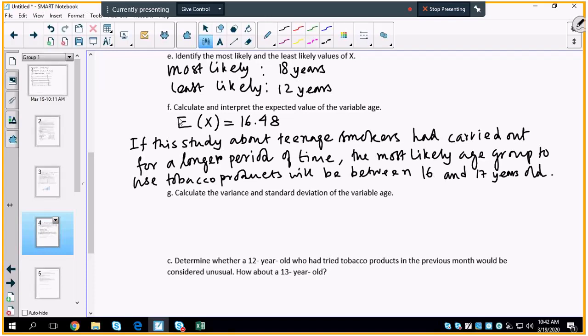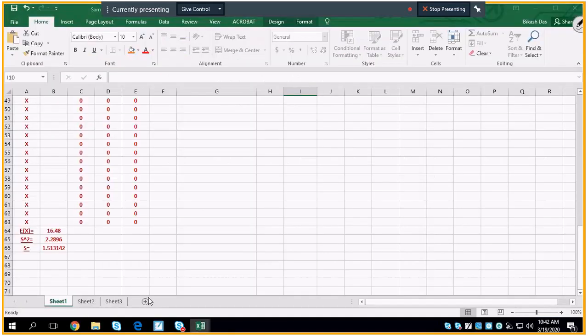So that is the interpretation of the expectation value. The next question is asking us to calculate the variance and the standard deviation of the variable age. You're going to use sigma square, even though the spreadsheet says S square for the variance and sigma for the standard deviation. So S square is sigma square, the standard deviation squared, or variance. And our spreadsheet tells us that that value is 2.2896.